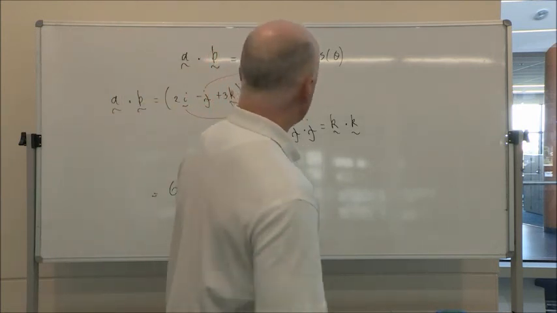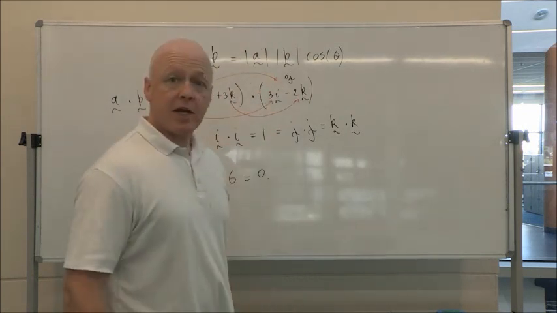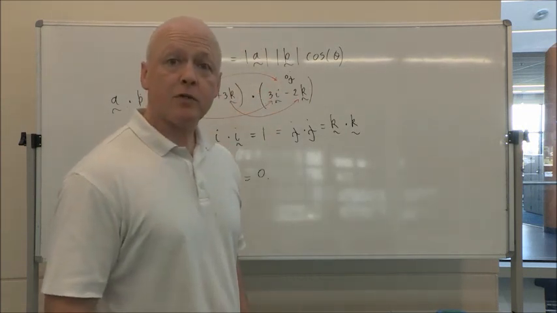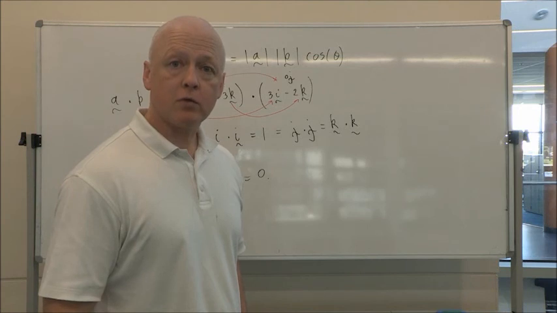And now that I think about it, this is going to give us a handy way for working out the angle between two vectors, whether it's 90 degrees or not.